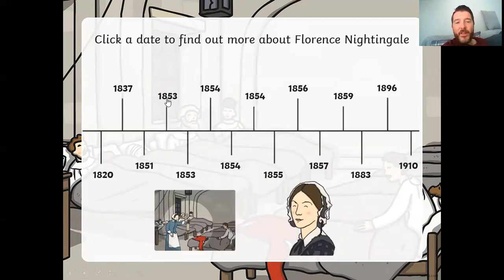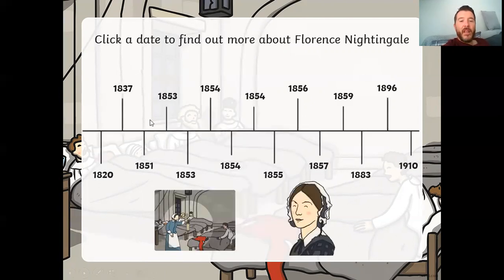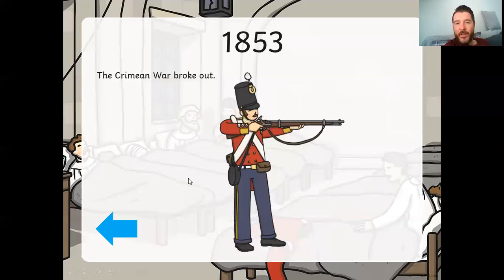Then in 1853, Florence was made the superintendent at a medical centre for women in London. So she took care of sick women in London. And she did this as a superintendent. That's like someone who oversees everything, kind of the boss of the place. So she was quite high up. She'd done very well. Then later on in 1853, the Crimean War broke out.